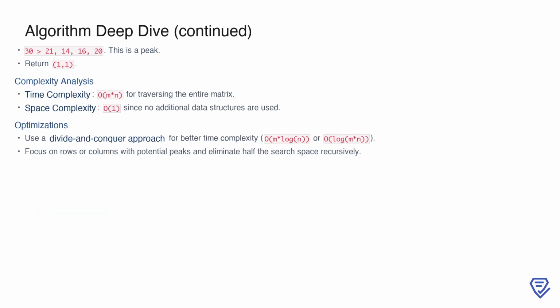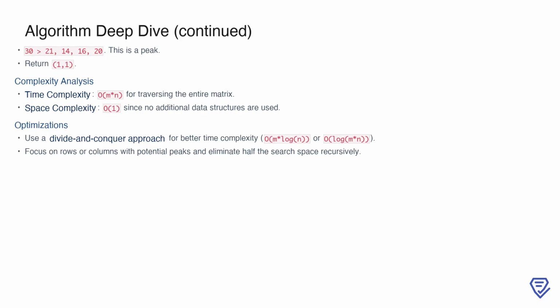Analyzing the brute force approach, the time complexity is O(m*n) due to the nested loops traversing the matrix, while the space complexity is O(1) since no additional data structures are used. However, this approach is not optimal for large matrices.